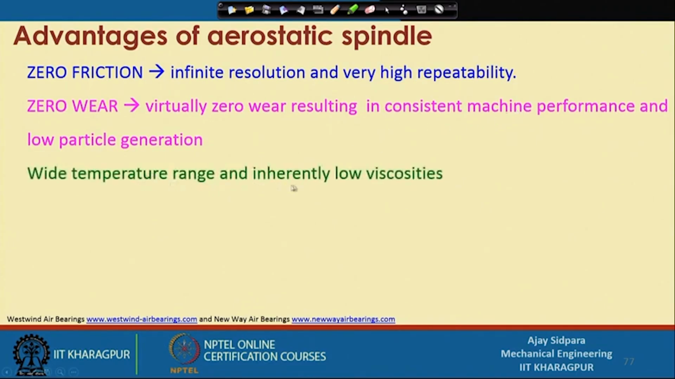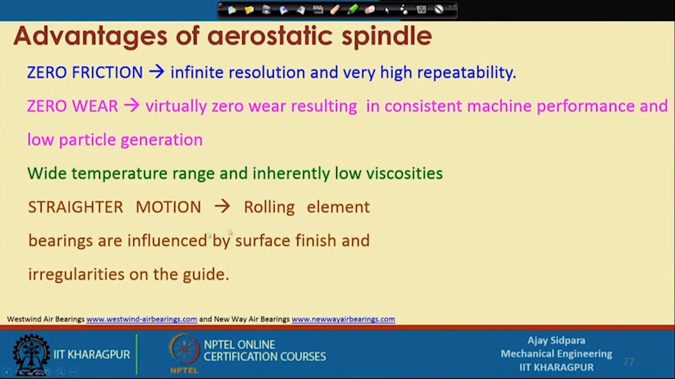Wide temperature range and inherent low viscosity. That is because air has a very low viscosity. Even if you consider the hydrostatic bearing, the viscosity depends on which type of oil or which type of liquid you are using, but here that is not the issue. So, the temperature range is very wide.